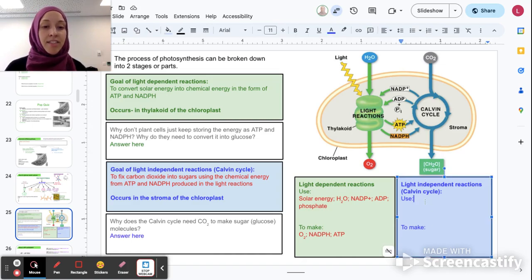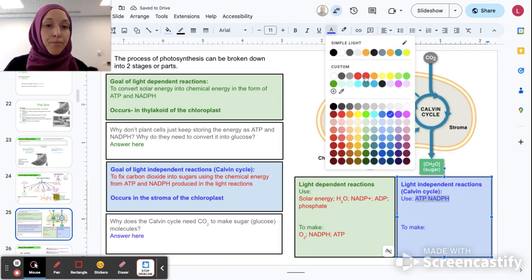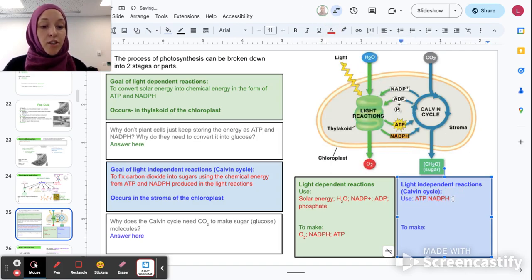So what did the Calvin cycle use? It used ATP, it used NADPH. Okay. And what did it produce? Oh, and I'm sorry, it also used carbon dioxide. And what did it make? It made a sugar molecule. It did technically make NAD plus and ADP and phosphate.